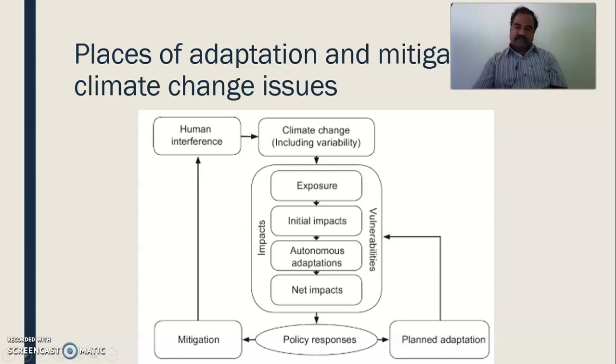See, because of human interference, we are experiencing climatic changes, and because of climatic changes, we have a lot of impacts. There are many vulnerabilities in this. So we are supposed to take some policies. These policies will give some responses. So either we have to mitigate the human interferences, or we are supposed to adapt ourselves to these things.